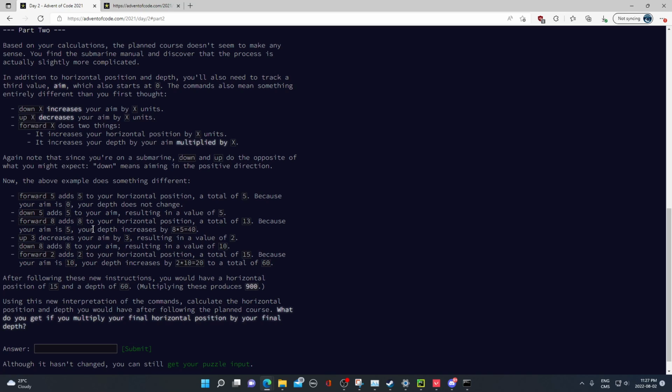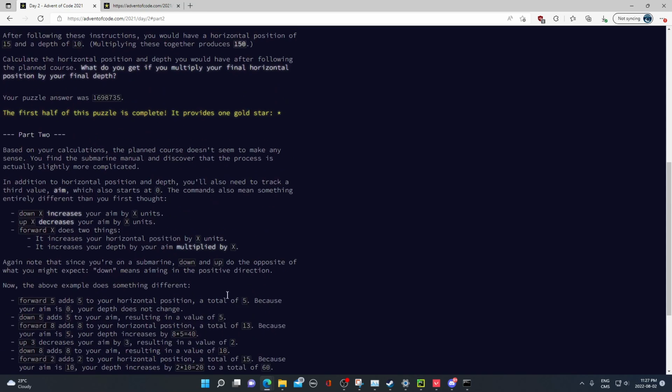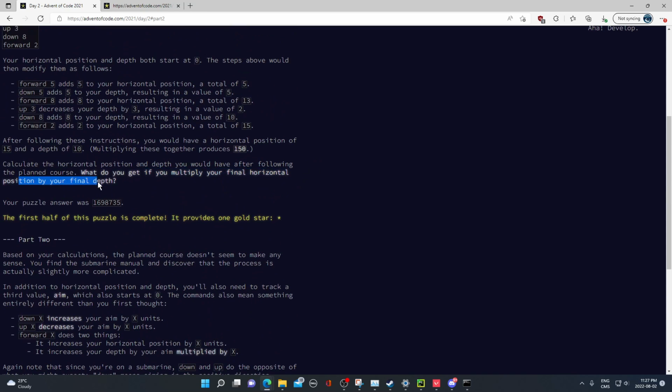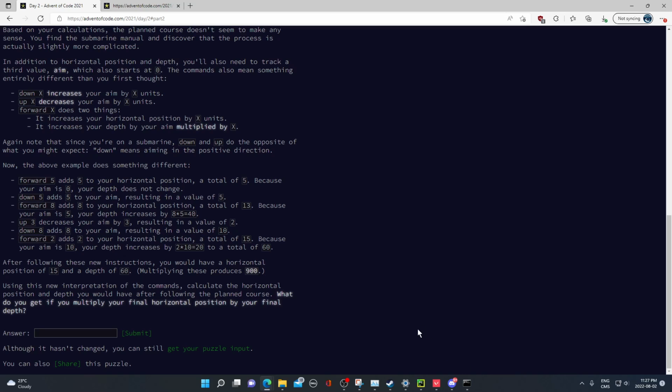They didn't give a negative example here. Tricky puzzle makers. After following these new instructions, you would have a horizontal position of 15 and a depth of 60. Multiplying these produces 900. Using this new interpretation of the commands, calculate the horizontal position and depth you would have after following the planned course. What do you get if you multiply your final horizontal position by your final depth? Okay, we want these two. It's the same thing, right? Yeah, horizontal position by your final depth.